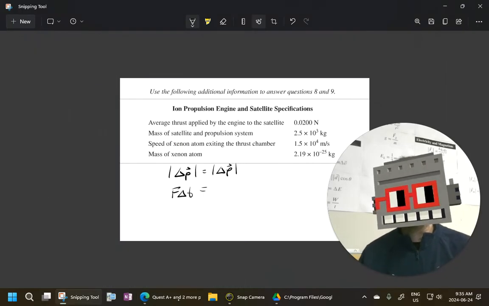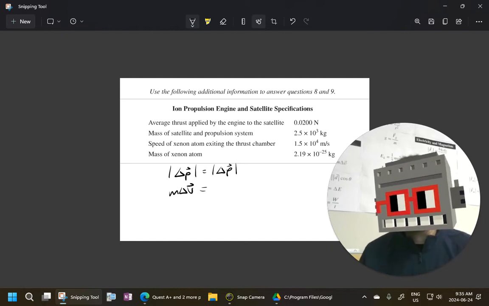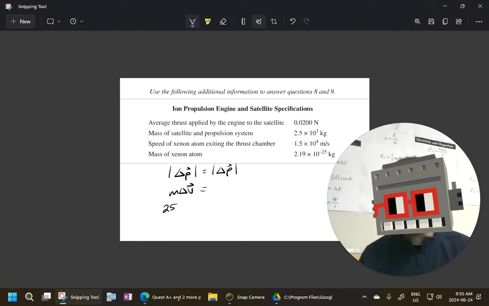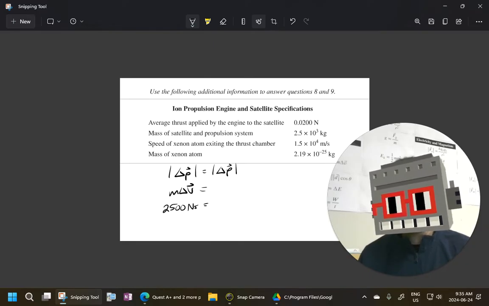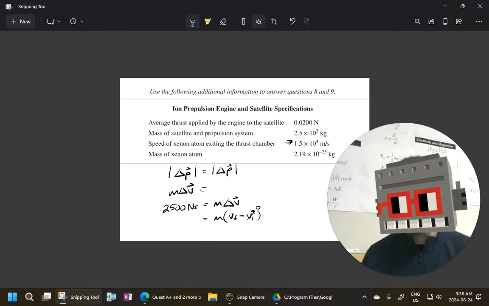Oh yeah, sorry, it won't be force times time. It'd be mass times change in velocity. So it's going to be 1 meter per second for the 2,500. So this side over here is 2,500 newton seconds, right? That's 1 meter per second, and that's going to be equal to the mass times the change in velocity on the other side. And you can see here, there's my velocity, exit speed. Remember, the initial speed was negligible. So I'd have final minus initial, but my initial was close enough to being 0, so we can ignore that.